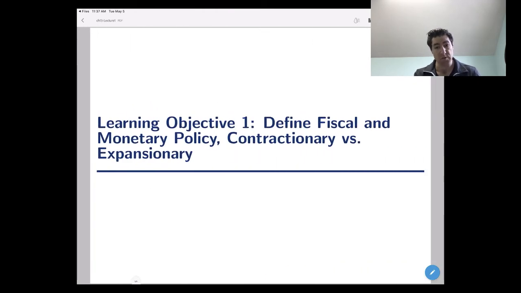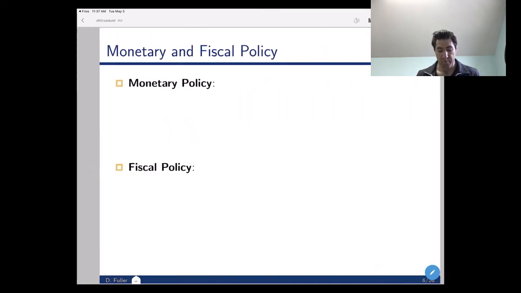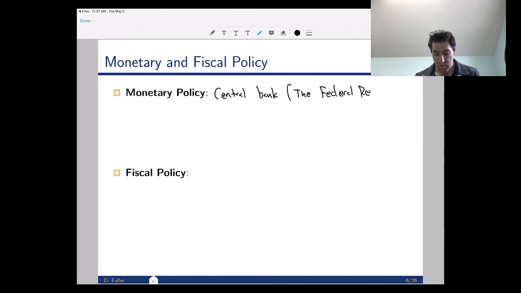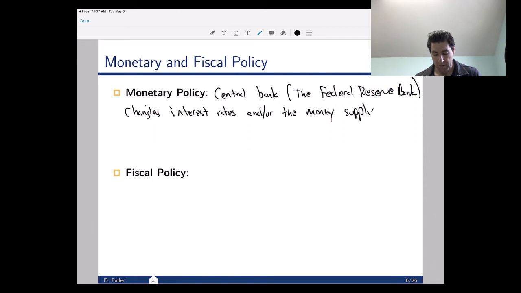Okay, so first learning objective is simply to define fiscal and monetary policy, and we're going to classify them as contractionary versus expansionary. This is pretty straightforward. Monetary policy is the central bank, and in our case, that's the Fed, or the Federal Reserve Bank, changing interest rates and or the money supply. We'll kind of see how this works. Well, we have an idea, but we'll kind of review some of that. So they're changing interest rates and or the money supply to achieve a particular macroeconomic objective.